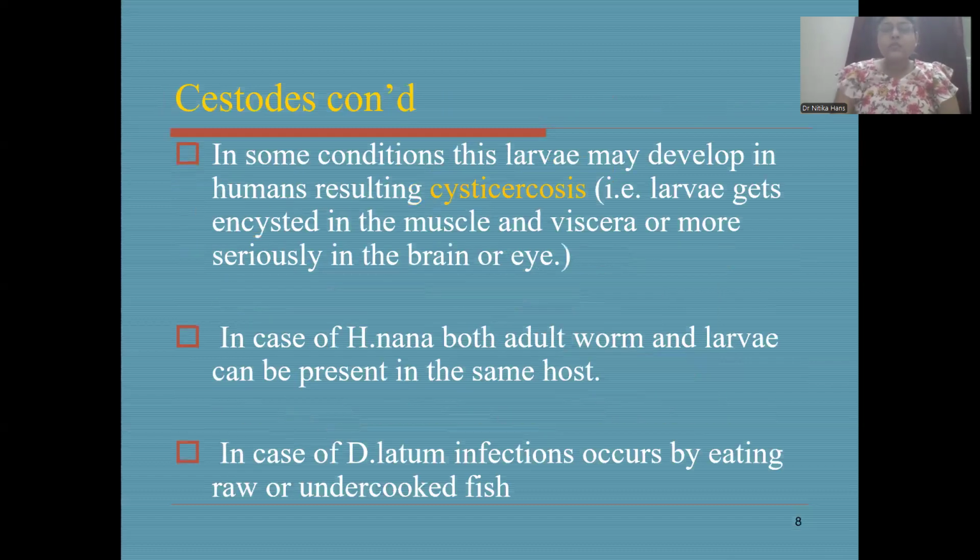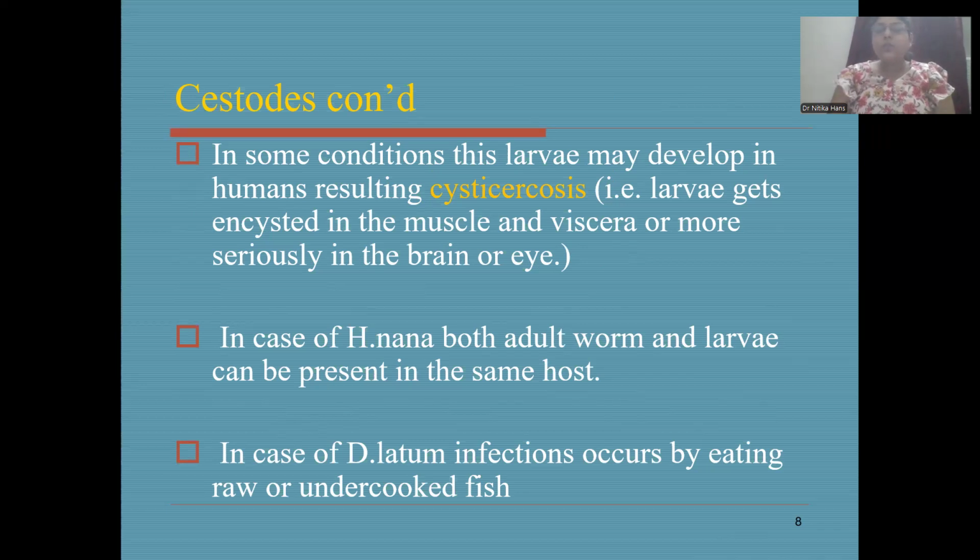Now, with cestodes, in some conditions this larva may develop in humans, resulting in cysticercosis. This is the infection of the brain and the eye. The larva gets encysted in the muscles and viscera, and it can also reach the brain and eye and cause cysticercosis.